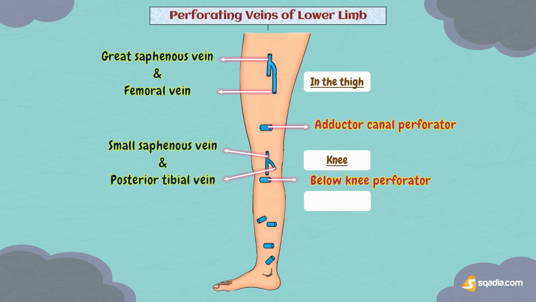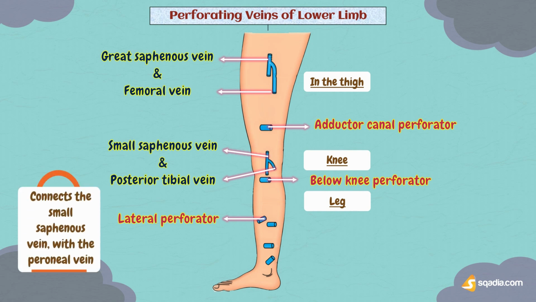In the leg, a lateral perforator is present at the junction of the middle and lower thirds of the leg. It connects the small saphenous vein or one of its tributaries with the peroneal vein. Medially, there are 3 perforators which connect the posterior arch vein with the posterior tibial vein. The upper medial perforator lies at the junction of the middle and lower thirds of the leg.